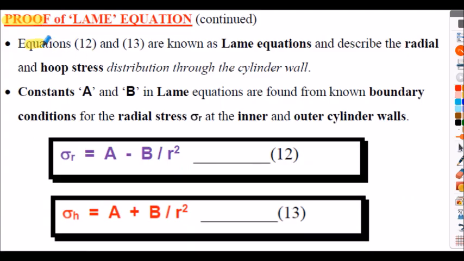Equations 12 and 13, repeated below for convenience, are known as Lamé's equations, and they describe the radial and hoop stress distribution through the cylinder wall. Constants A and B in the equations are often found by knowing the boundary conditions for the radial stress sigma r at the inside and outside of the cylinder walls.